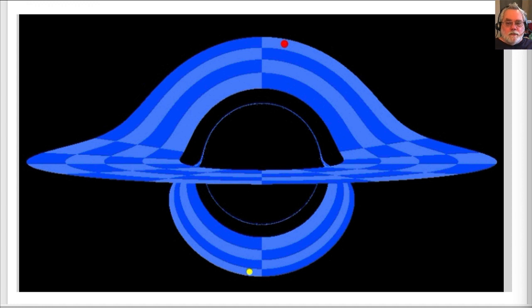This image shows us stylistically where the light is coming from that reaches a particular observer, us. This black hole is not rotating. This accretion disk is flat and nearly edge-on to us.